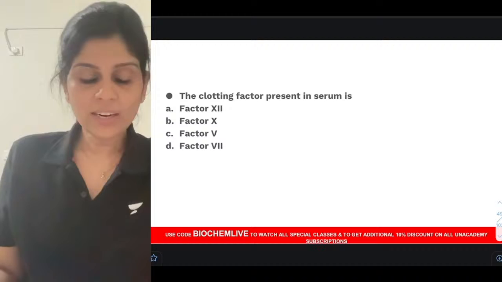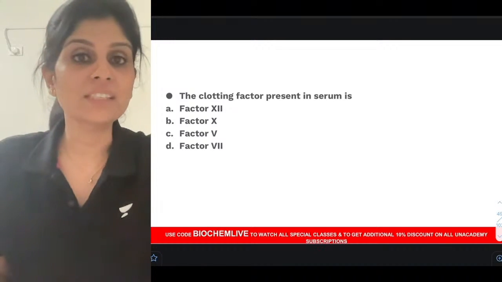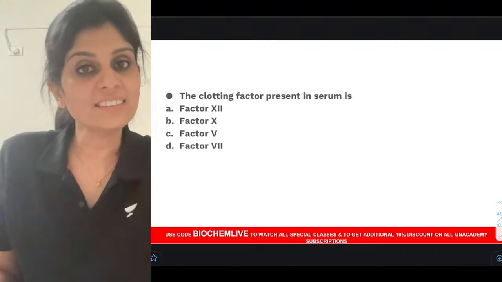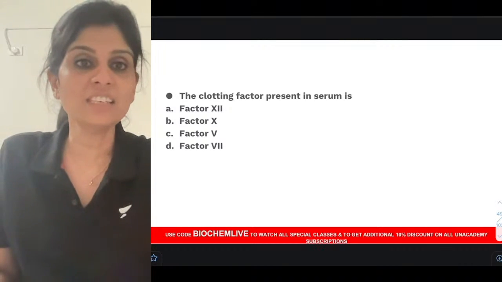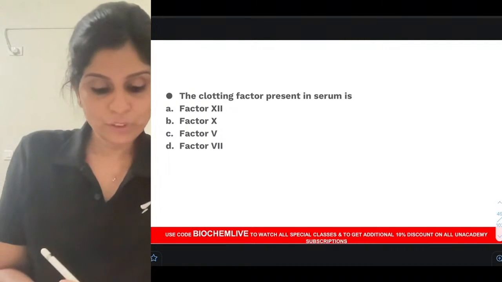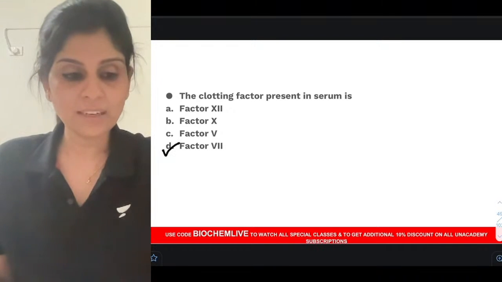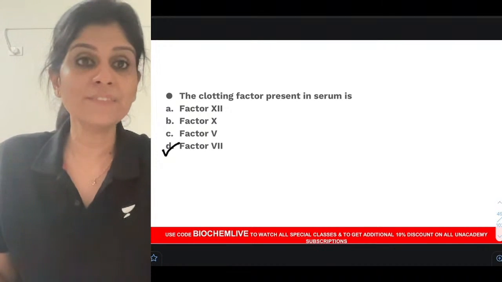The next question is, clotting factor that is present in serum is. What do you think is the right answer here? The clotting factor that is present in serum is. This has been repeatedly asked in NEET PG. The answer for this question is factor 7. Okay, the clotting factor that is present in serum is factor 7.